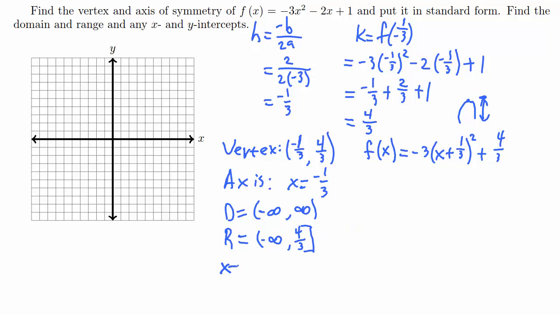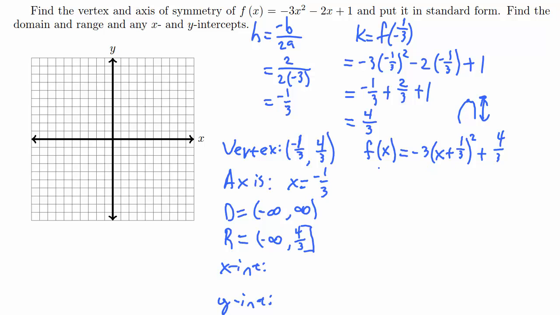Fantastic. Now we just need the x-intercepts and the y-intercept. We're going to look at the x-intercept first. First of all, notice that 0 is part of the range, so there will be x-intercepts. If 0 wasn't part of the range, just write none for the x-intercept.